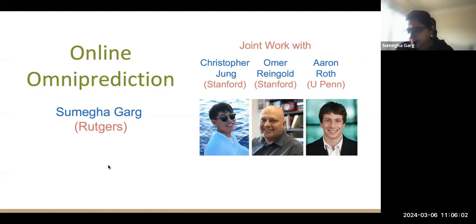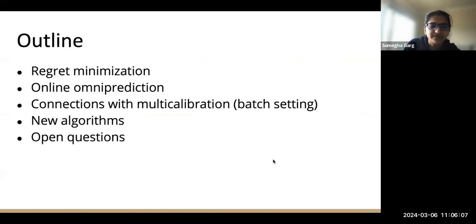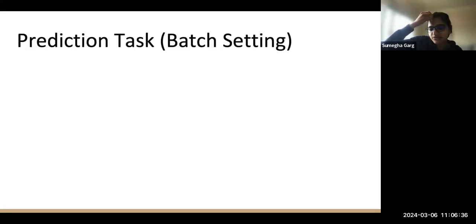And so the outline of the talk would be, we'll first look at the traditional online learning model, in which we will study regret minimization. The goal is regret minimization, and then we will see what is the definition for online omni prediction, and then we will see what are the connections with a fairness notion, which is multi-calibration, and eventually we will see the new algorithms proposed by our paper for online omni prediction.